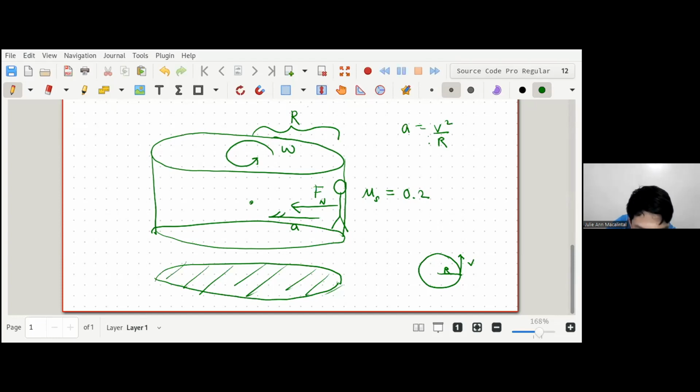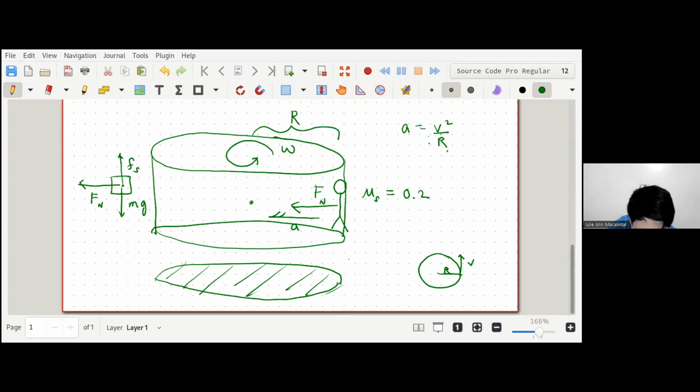Okay, so analyze lang. What are the forces acting on that person? May normal force pointing towards the center. Yung friction, anong direction? Pataas po yung friction, tapos bababa yung gravitation. So free body diagram: ito towards center yung normal force, tapos ito yung mg, tapos ito yung static friction. So set up an expression for the minimum speed in terms of v, r, at saka yung coefficient of static friction and g.